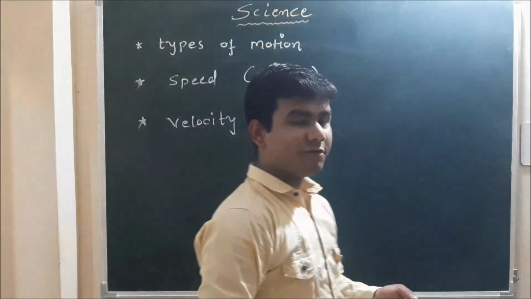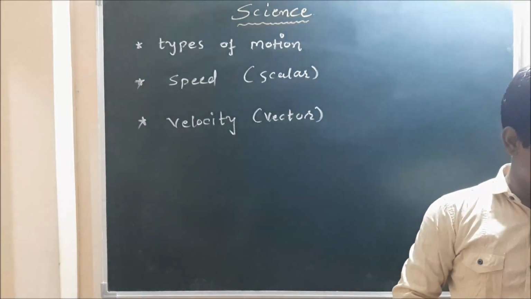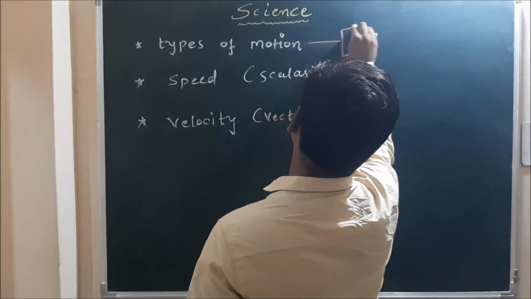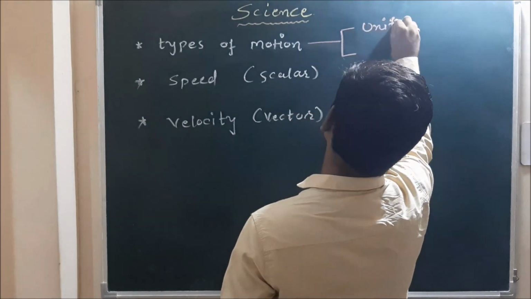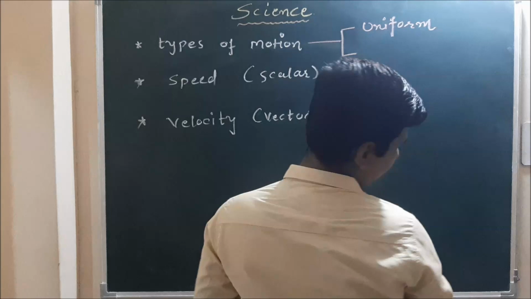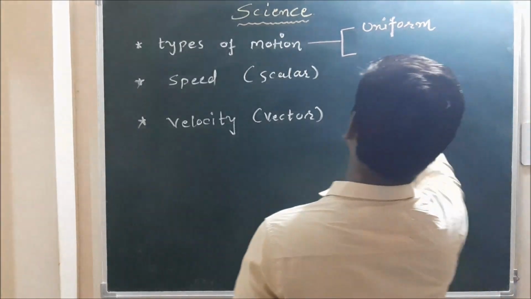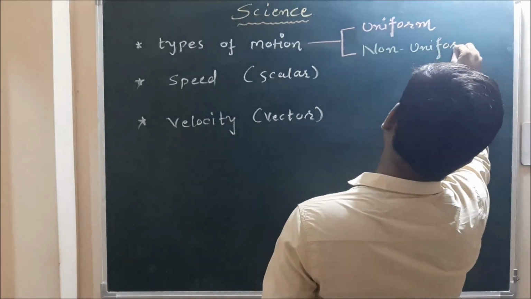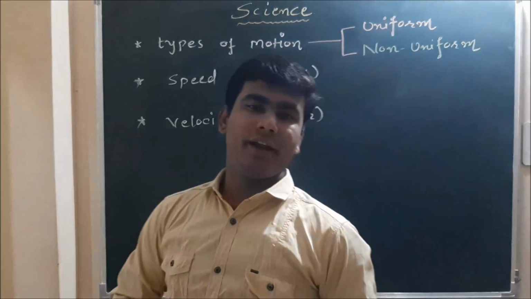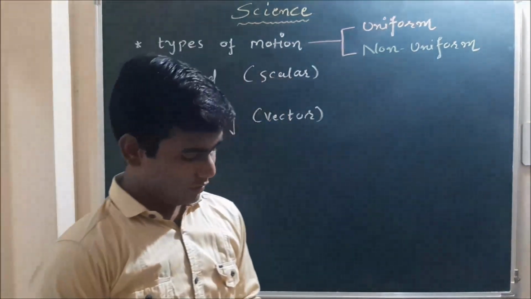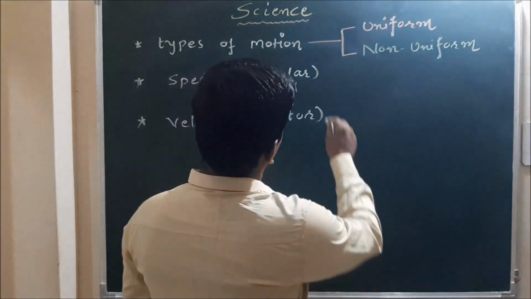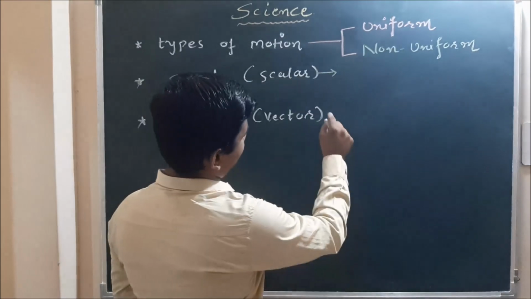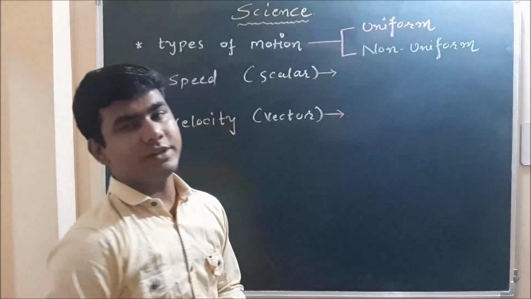Okay, so in types of motion, how many types of motions are there? Generally there are two types of motion. One is uniform motion, and the other is non-uniform motion. So what will be there in uniform motion and what will be there in non-uniform motion? Also, why speed is called a scalar quantity and why velocity is called a vector quantity, that also we are going to study.